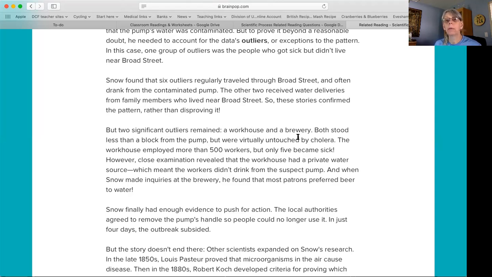Anyway, and there was a brewery, both less than a block from the pump, but people weren't dying from cholera there. The workhouse had its own water source. And most of the people who worked at the brewery were drinking beer instead of water. So the contamination wasn't a problem.